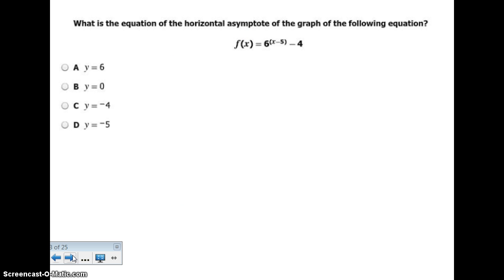Here it says, what is the equation of the horizontal asymptote of the graph of the following equation? So you're going to go to y equals and graph. Okay? So go to y equals on your calculator and type it in just the way you see it. You're looking for the horizontal asymptote.